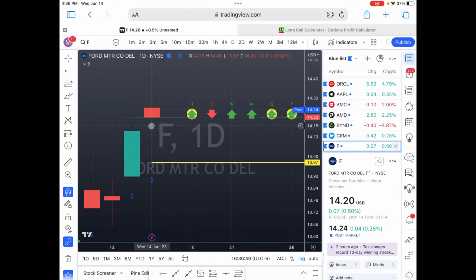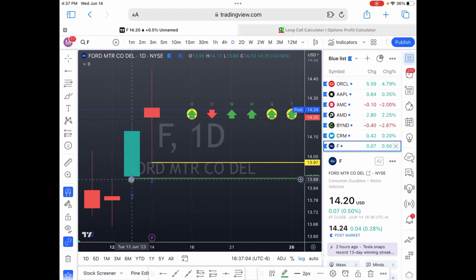Ford Motor Company, 2 up, finished red. So again, this is what we talked about with the 2 down to finish green. This is the opposite. So we have a 2 up to finish red. So we're going to look for these puts back to the downside at $13.97 trigger, not strike price, but trigger, and the first target at $13.89. So we can look at a $14 strike price, $13.50 strike price. Let's move that back up.